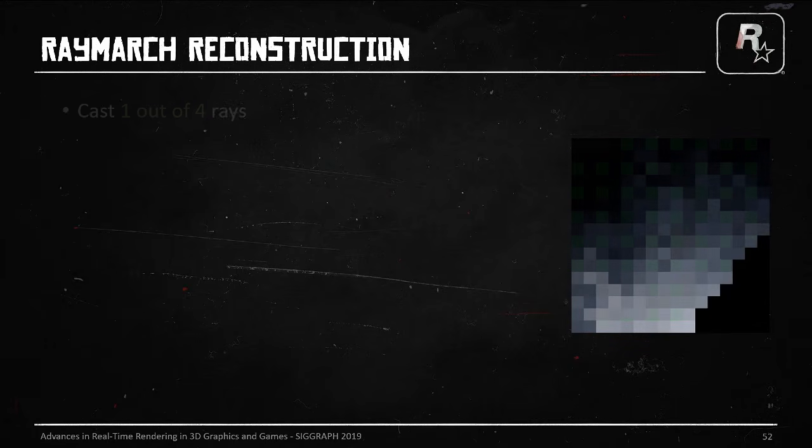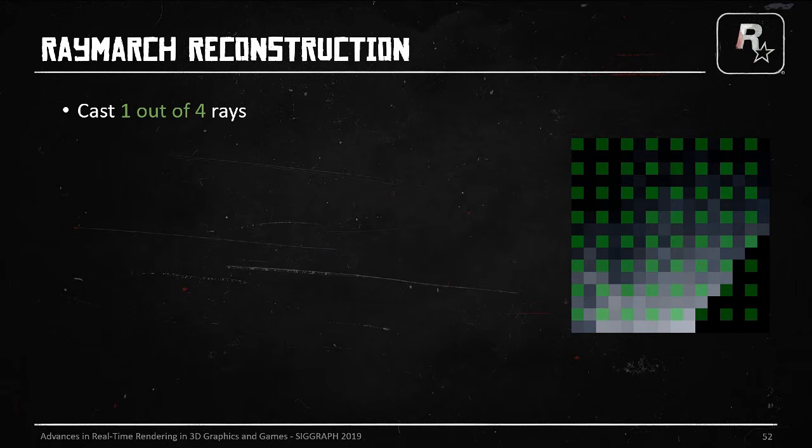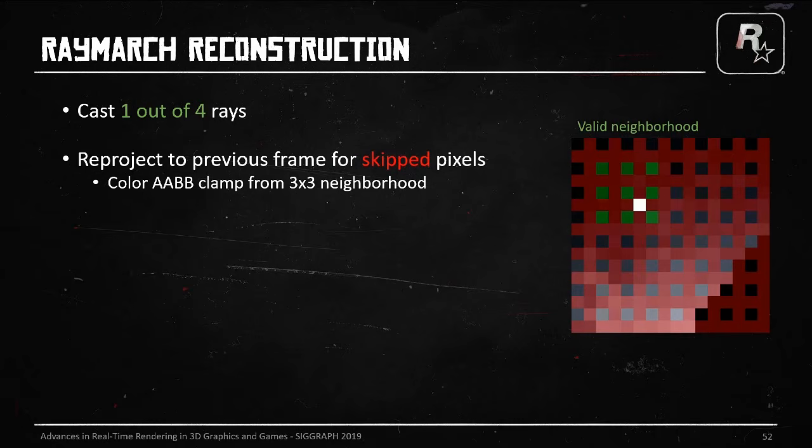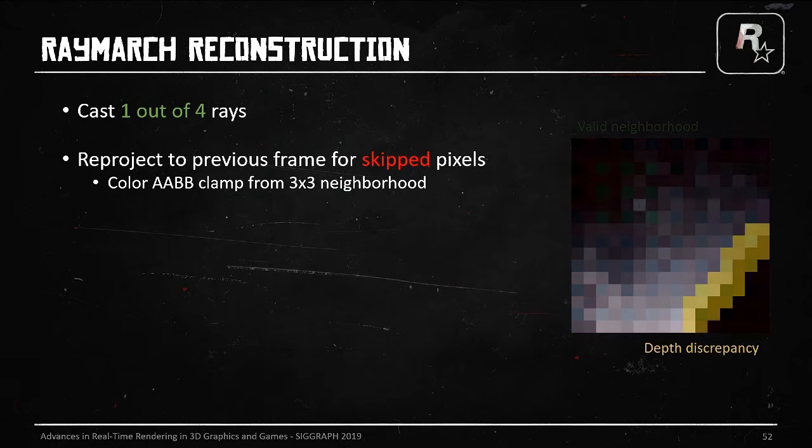So in this example image, we are casting 1 out of 4 rays, which can look like this, and we reproject the rest, the ones we've skipped. For example, if we have to reproject this pixel, then we have to validate it using the 3x3 neighborhood of the color AABB around it, similar to TAA approaches.